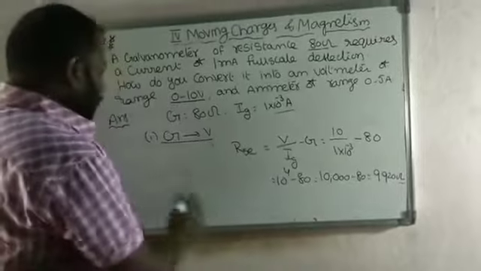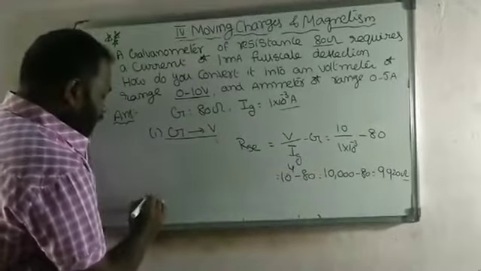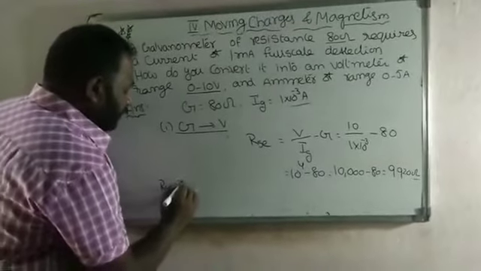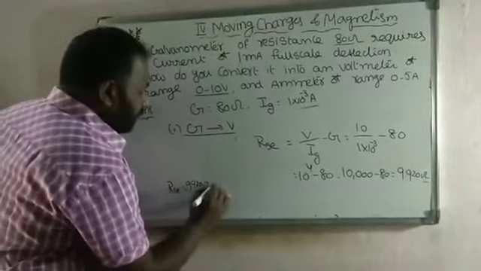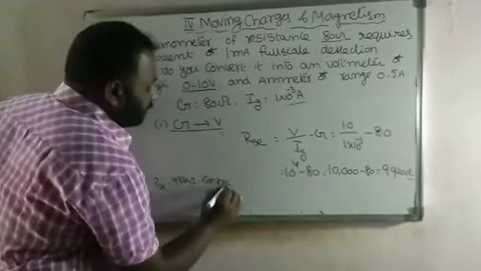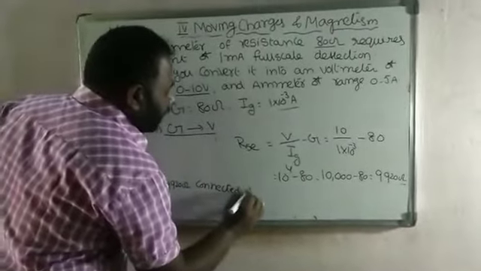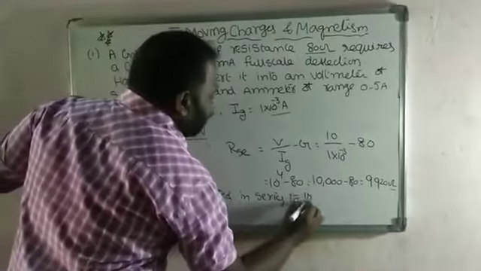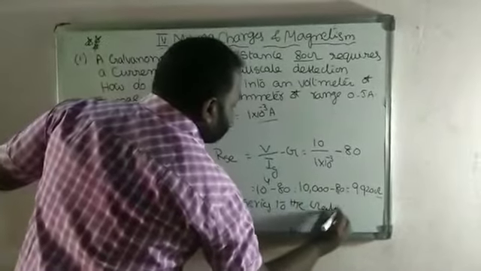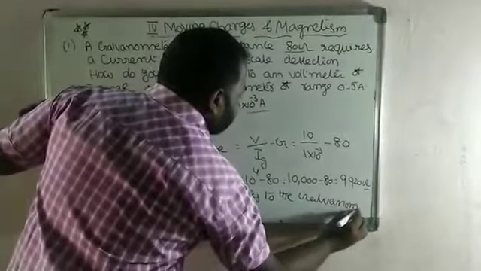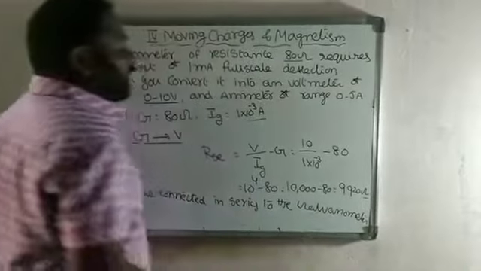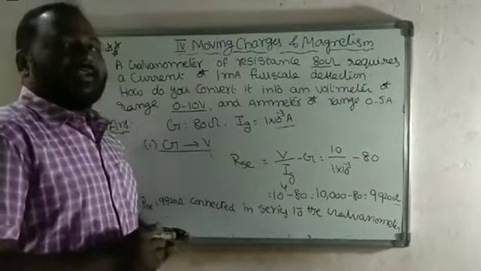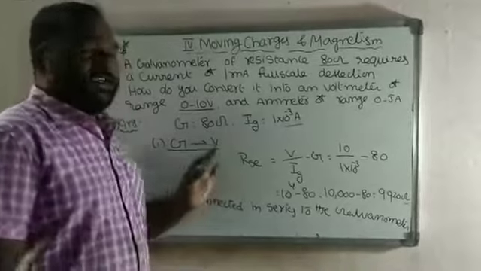So to convert a galvanometer into a voltmeter, how much resistance is connected? 9,920 ohms. So here you are going to write this sentence: the RSE, 9,920 ohms, is connected in series to the galvanometer. The resistance 9,920 ohms is connected in series to the galvanometer. Now this galvanometer can act as the voltmeter.